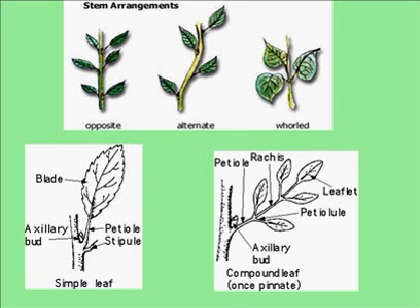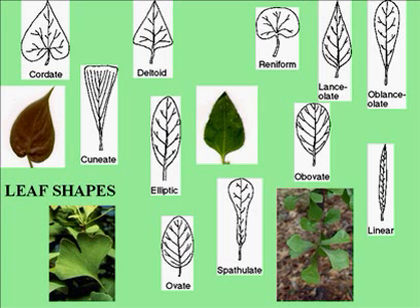There's a number of different leaf shapes and technical terms for those shapes. Cordate is heart-shaped. Deltoid, of course, is delta-shaped. You have reniform-shaped leaves, which are kidney-shaped. Lanceolate leaves are pretty self-explanatory. They're formed like a lance.